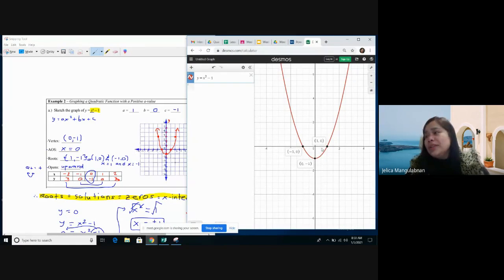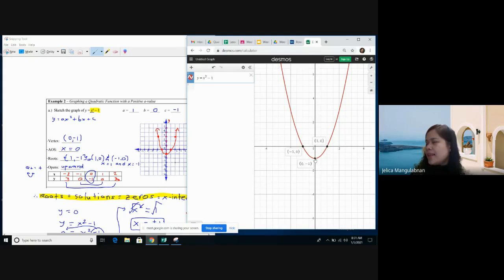You may see them on the graph itself. The vertex is the peak point. Question, what is the vertex now? Is it maximum or minimum? Can you please type your answer on the chat box? So the vertex is 0, -1. Can you tell me if it is maximum or minimum? Please type your answer on the chat box.